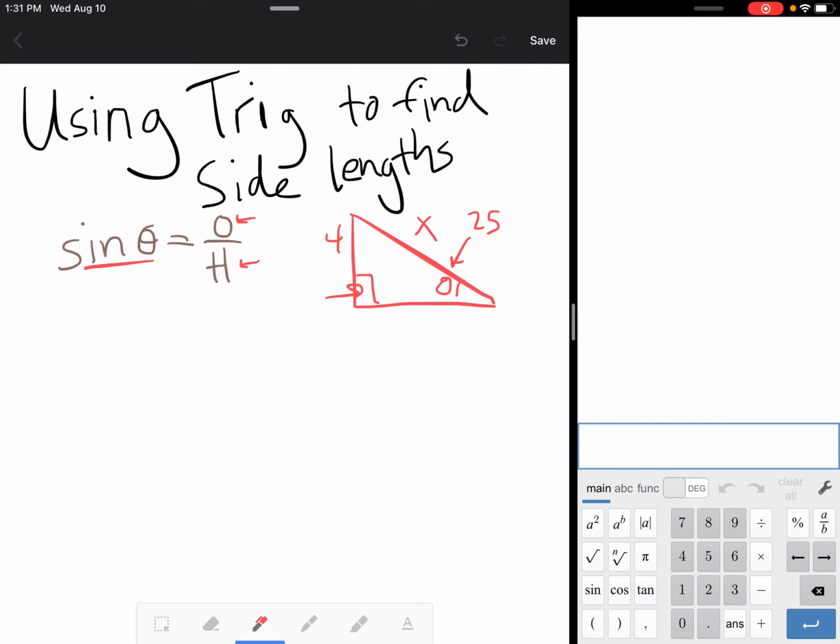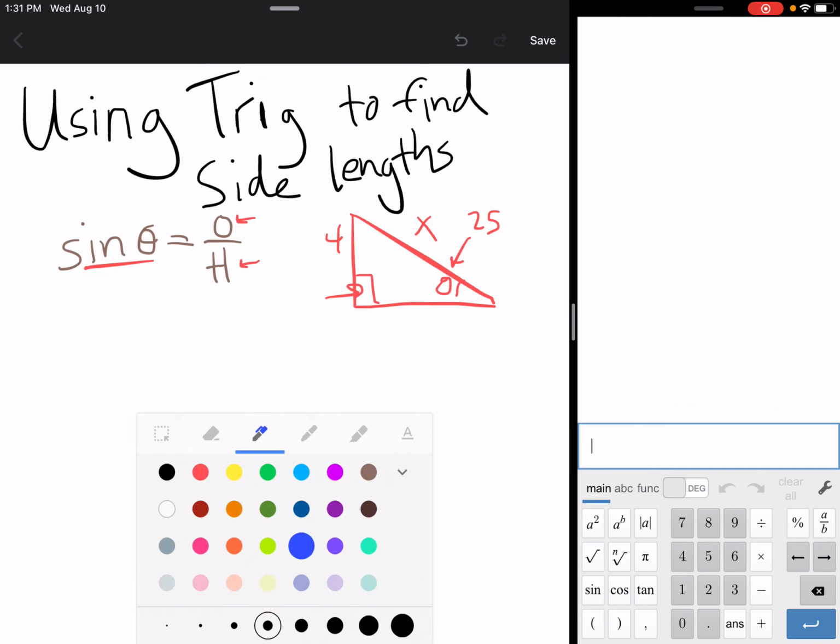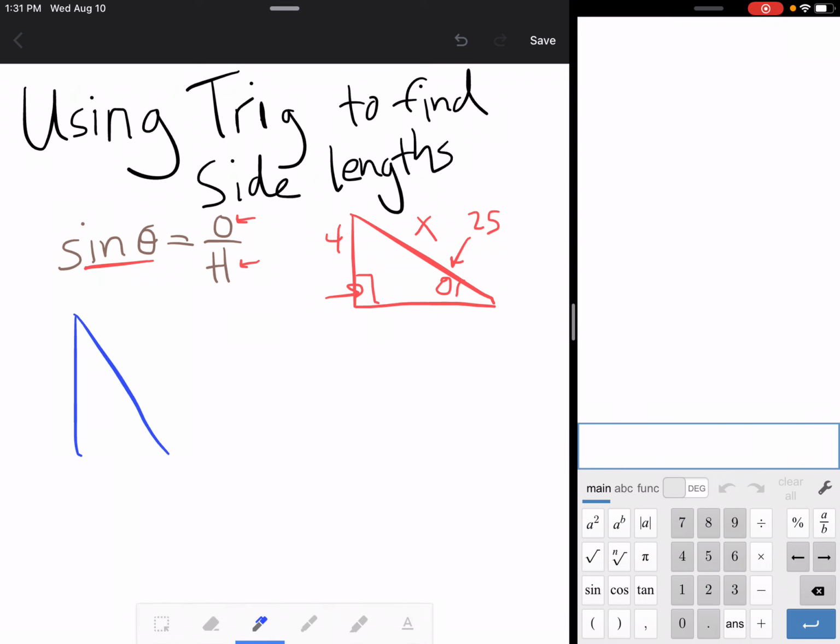So let me cook up a real example here. Let's go with the dark blue, and let's say we have a triangle that looks something like this. We have a 35-degree angle right there, and we're told our hypotenuse is 7. We're going to be doing x and y. First, let's focus on x.